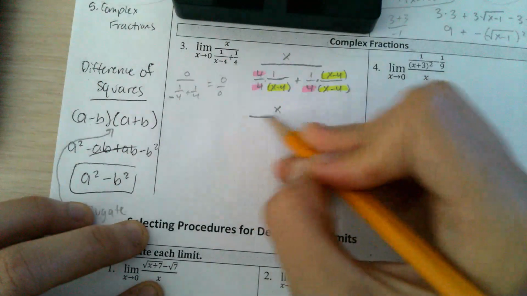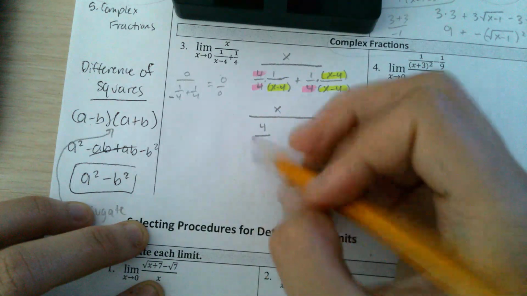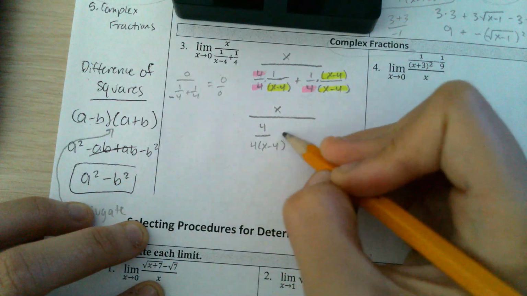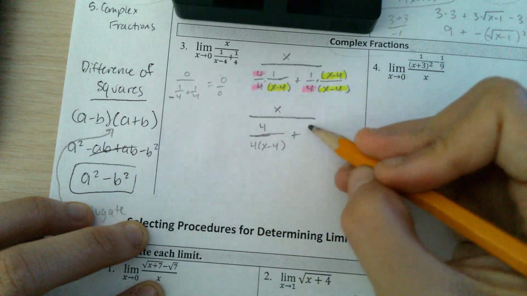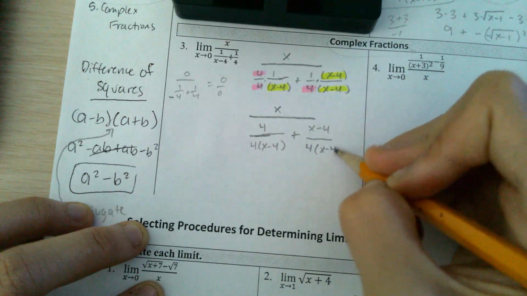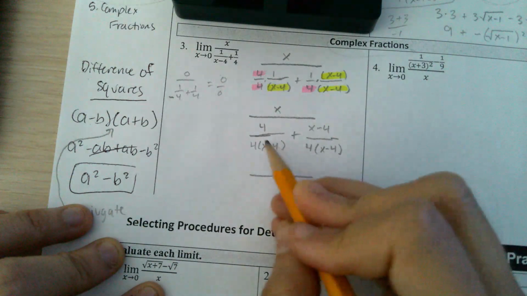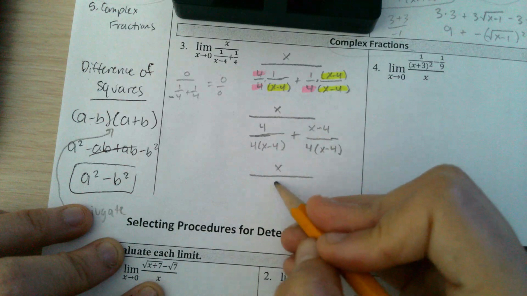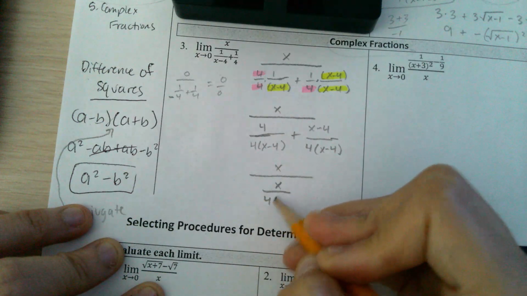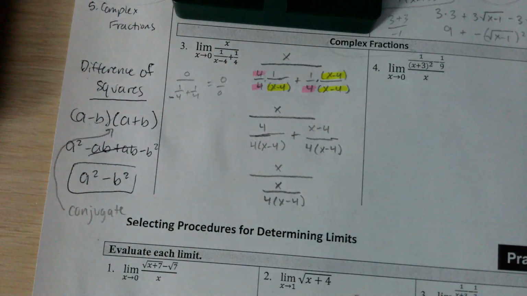So let's simplify. 4 times 1 is 4, all over 4x minus 4, plus x minus 4, all over that same denominator. So now we have a common denominator and we can just add. Again, we're sort of ignoring the top. 4 plus x minus 4 just turns into x, and then we have 4x minus 4. Everything looks ugly, but it's really just adding fractions.